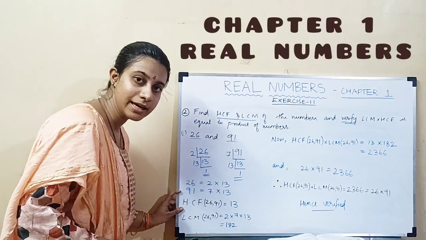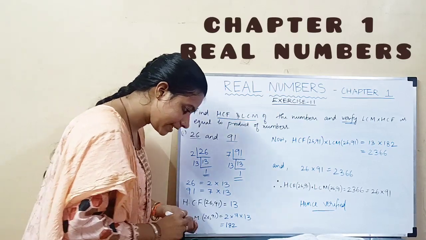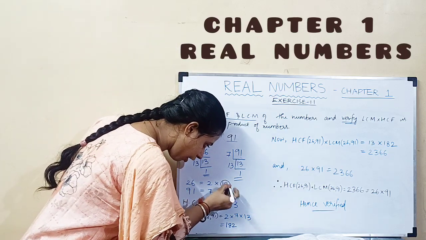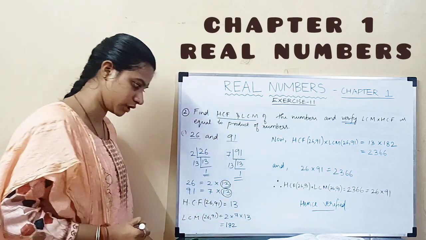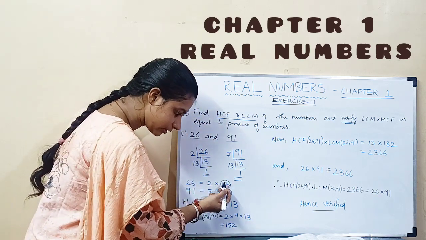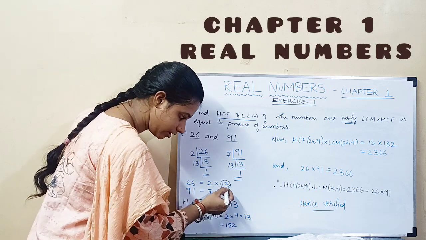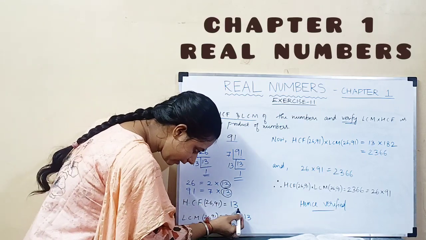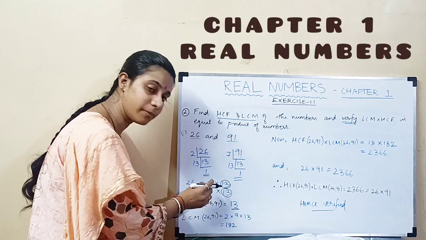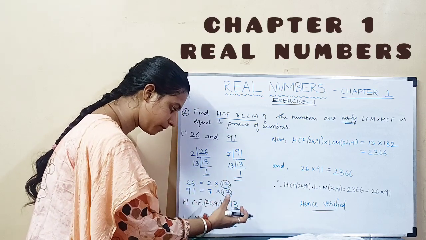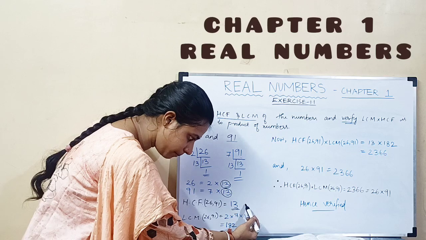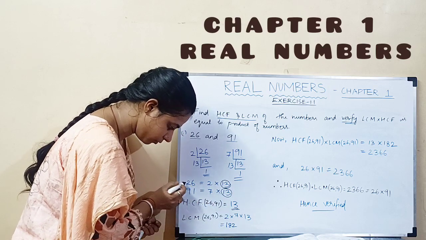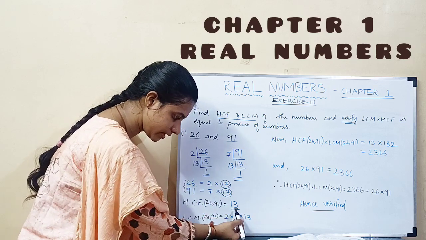Now we have to find the HCF of these two numbers. For HCF, we will check which factors are common in both factorizations. So 26 has 13, 91 also has 13. Whichever number is common in both the numbers, we will take it for HCF. Here only one number is common. If any other number is also common between the two, we will take that also as a product here. But since 13 is the only prime common for both these numbers, we take HCF equal to 13.